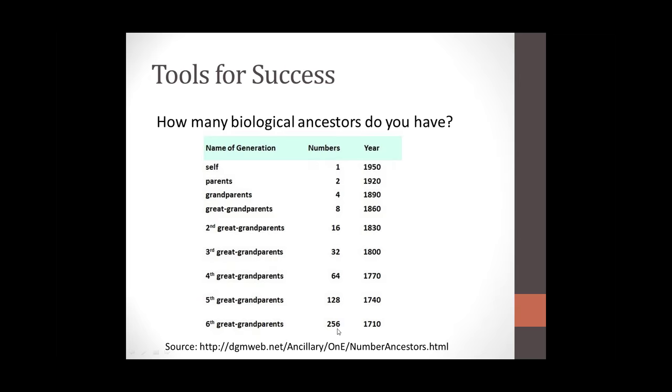And by the sixth great-grandparents, you have 256 family names. And that's assuming no overlap of ancestors, no duplicate names, things like that. So the most that you would have for biological ancestors would be 256 sixth great-grandparents. So you can notice that the numbers get quite unwieldy quickly. Also, assuming that you're born in around 1950, this is about how far back you would be with your sixth great-grandparents. And again, those are approximations based on the fact that maybe you're 65 years old right now.